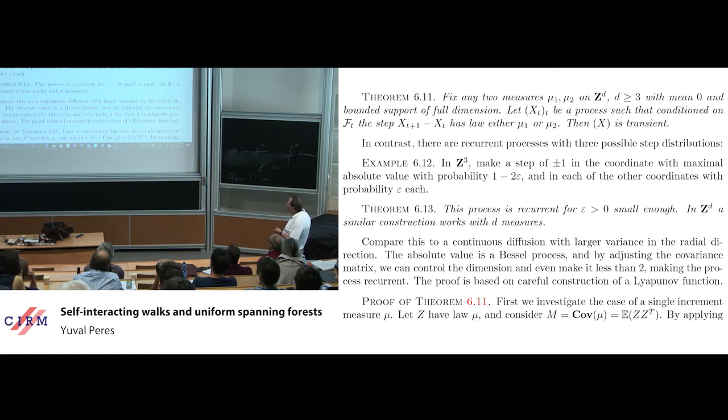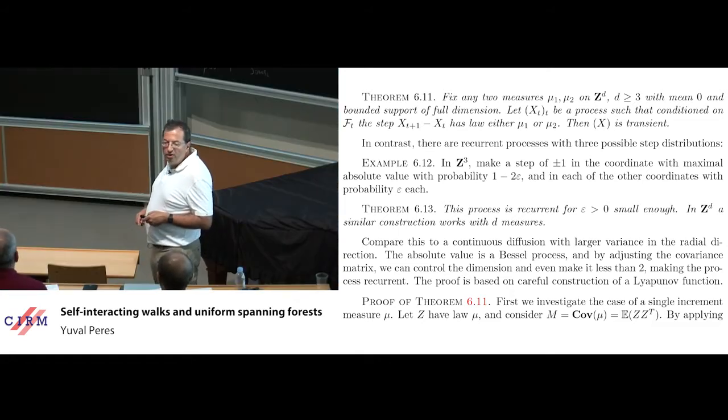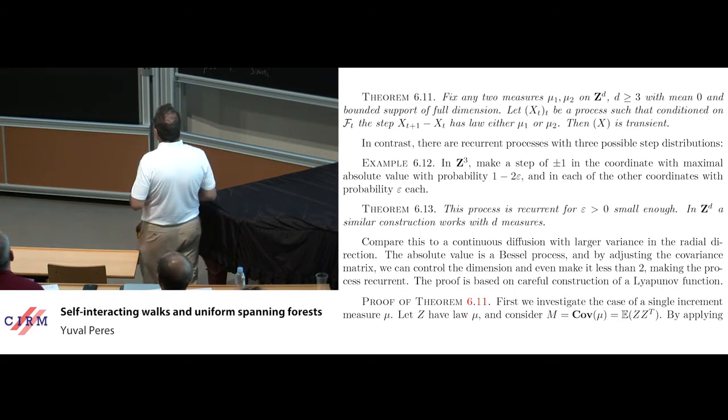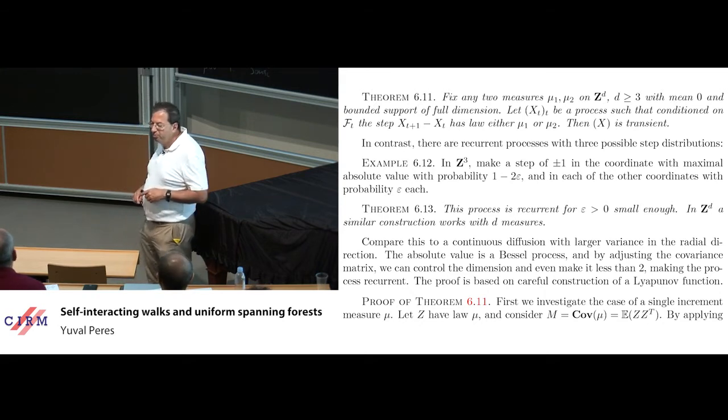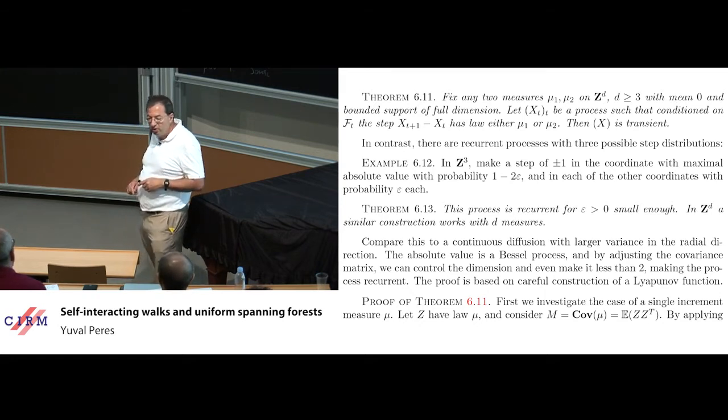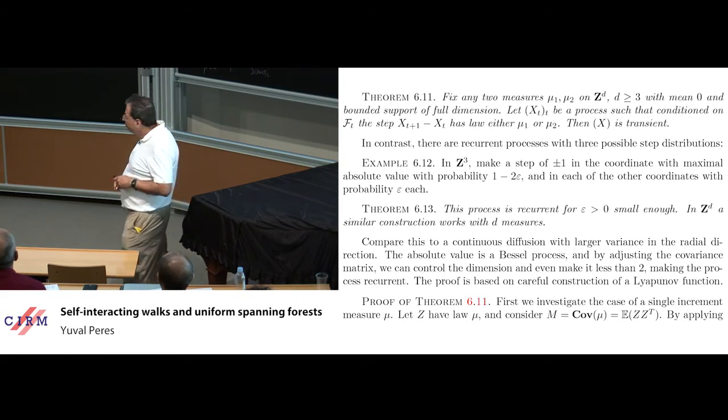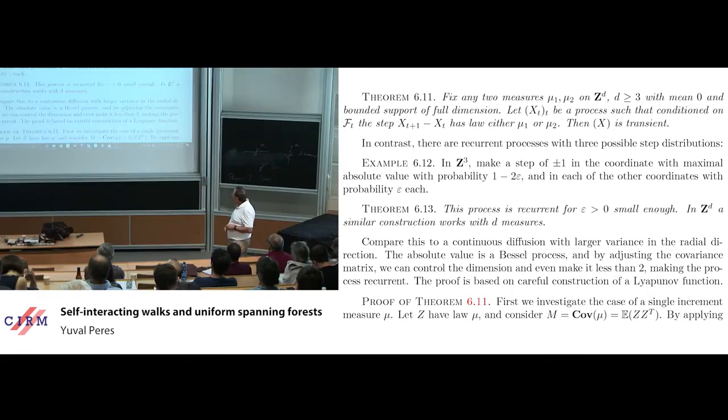One open question is, what is this? So there is going to be a phase transition in this epsilon. Where is the phase transition? It should be at a quarter. So my conjecture is that for epsilon less than a quarter, this will be recurrent. We do know how to show that for epsilon strictly bigger than a quarter, it's transient.